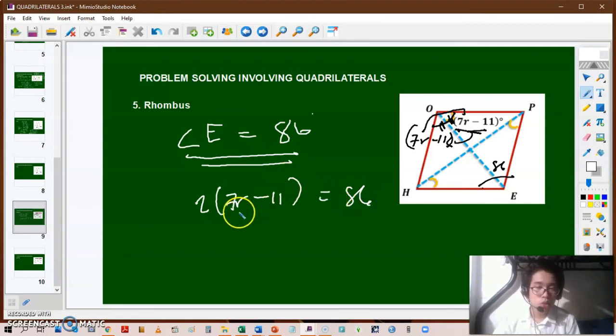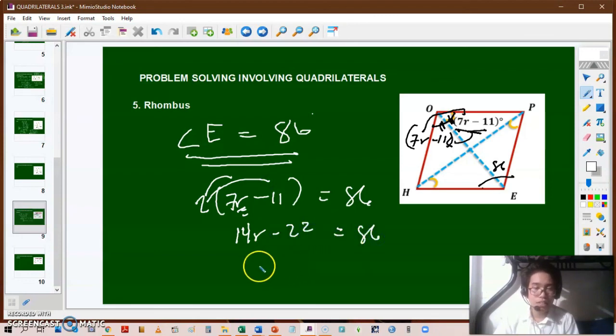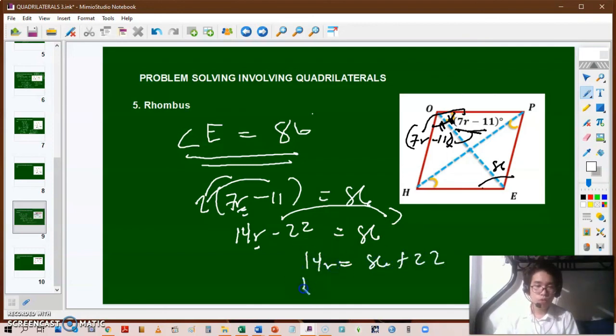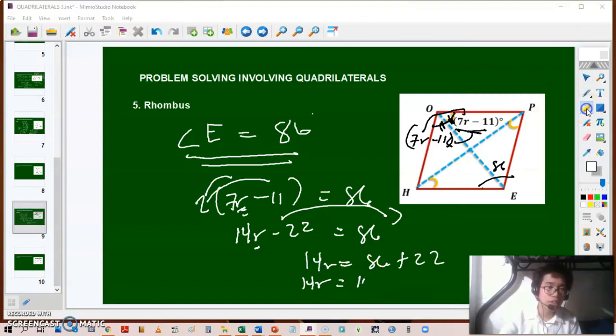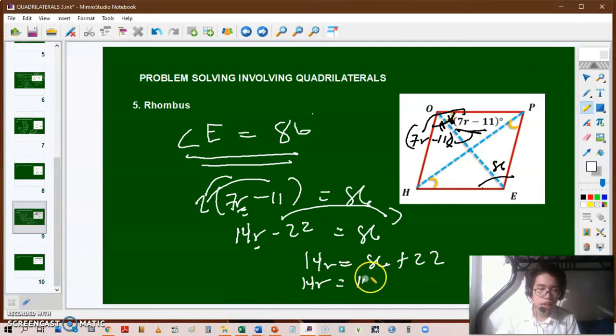Now we can solve for the value of r. That's going to be 2 times 7r, which is 14r, and 2 times 11, which is negative 22, and it's equal to 86. Solving for the value of r, we transpose the value of 22 to the other side. So that's 86 plus 22 is equal to 14r. And 86 plus 22 is 108. So 14r is equal to 108 degrees.